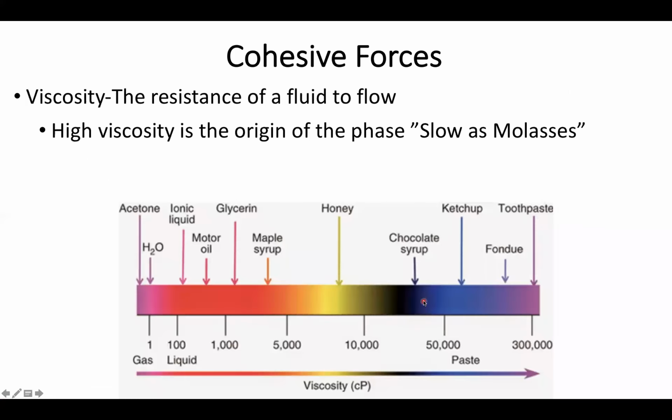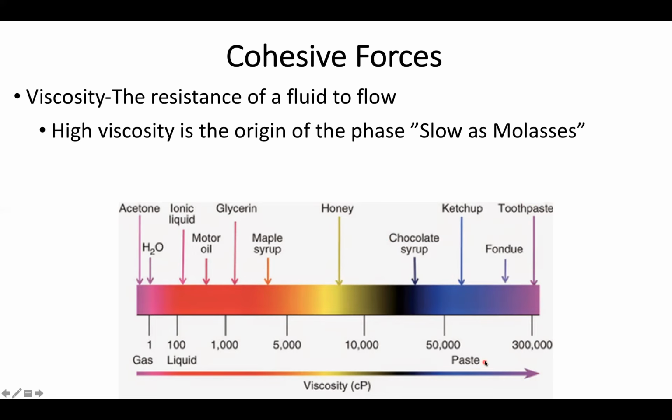The final major cohesive force we're going to be talking about is viscosity. So this is going to be very related to the surface tension. And this is really just the resistance of a fluid to flow. So if I pour a liquid, if it likes itself, if it has high cohesive forces, it's not going to want to move. It wants to stay together in one mass. It almost starts acting like a solid if the viscosity is high enough. And this high viscosity is the origin of slow as molasses. Molasses does not like to flow. It acts rather like honey, which has a fairly high viscosity.